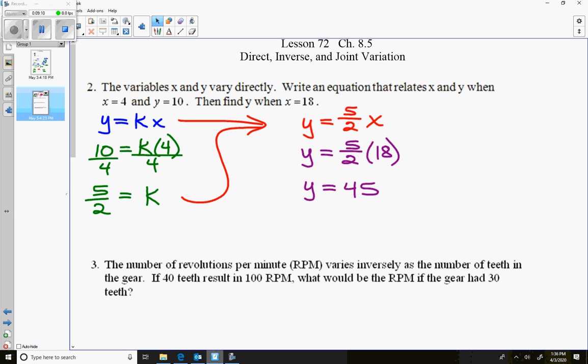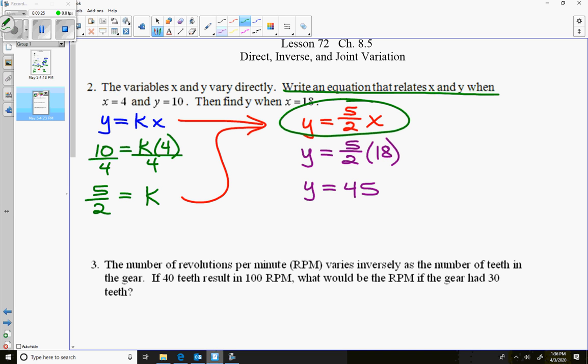All right, so for this particular problem, this question asked 2 things. First, it said write an equation that relates x and y. That would be this. It's not step 1. Step 1 relates x, y, and k. The answer from step 3 is the equation that relates x and y. And then that question, once you have your prediction equation, make a prediction.